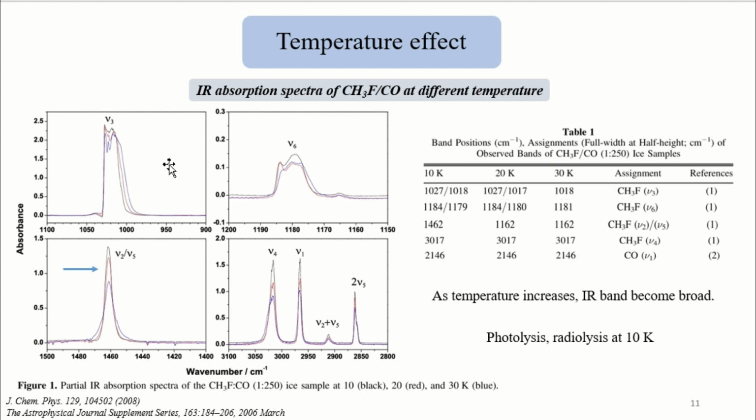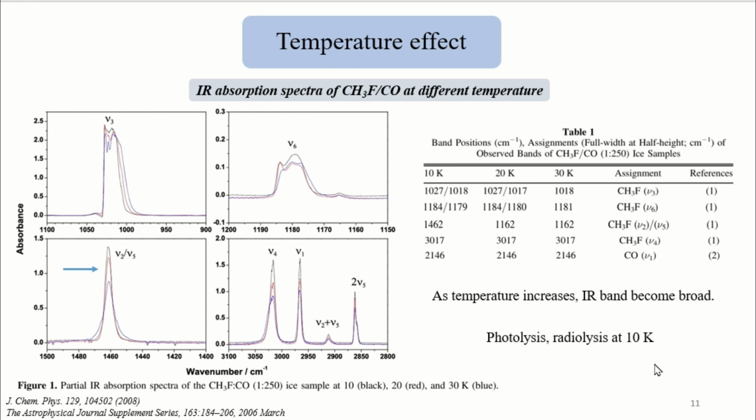Let's see. The most intense absorption is ν3, which is CF stretching. When temperature rises, CO will interact with the CF bond, resulting in a strong disturbance to ν3. So as temperature increases, the IR band will become broader. This is the assignment of this spectrum.